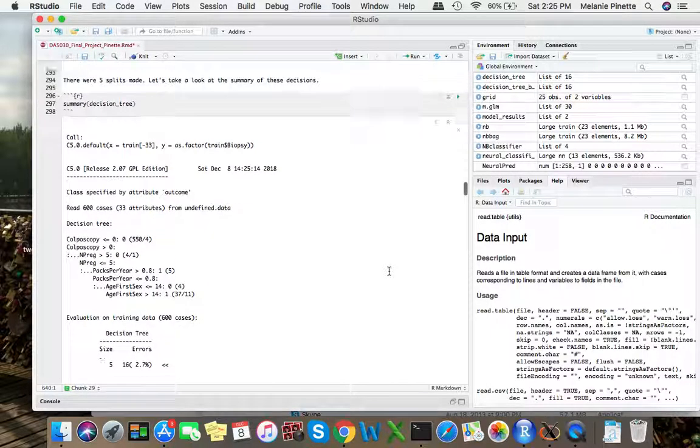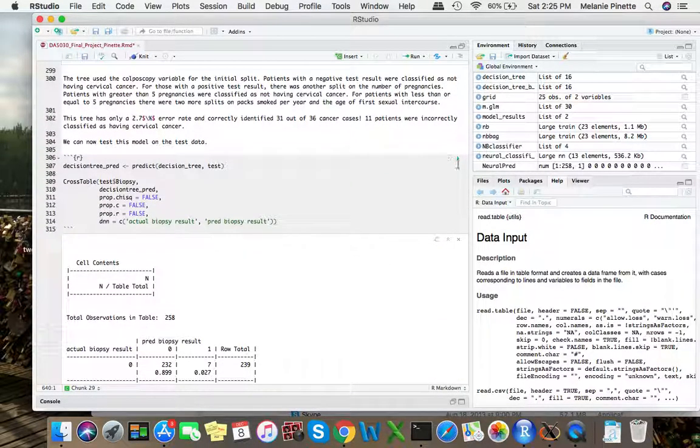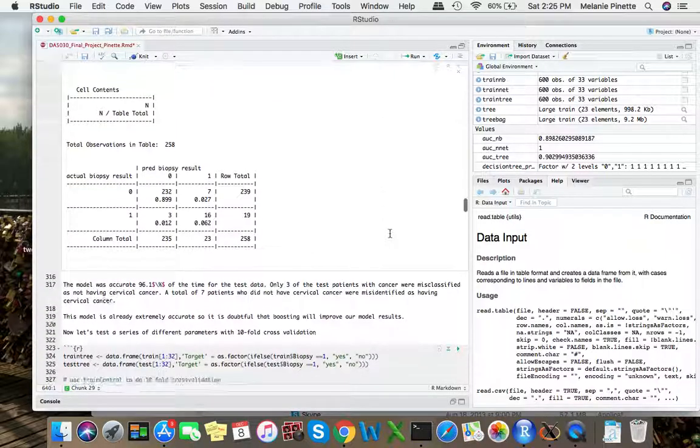So let's test this model on the holdout data. We've already run this, but okay. All right, the model was 96.1% accurate. Only 3 of the test patients with cancer were misclassified, which is great.